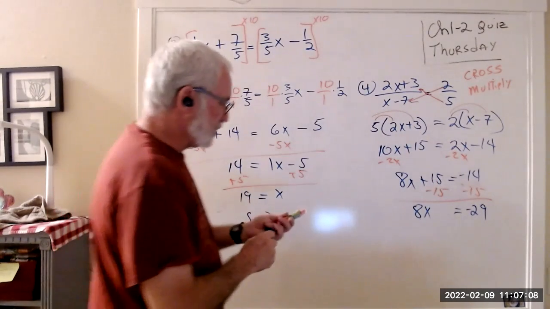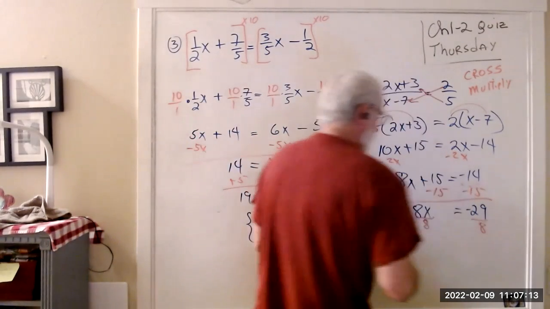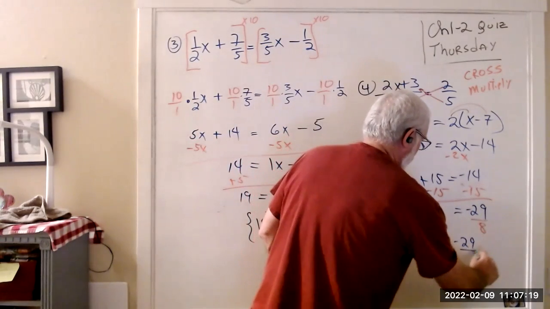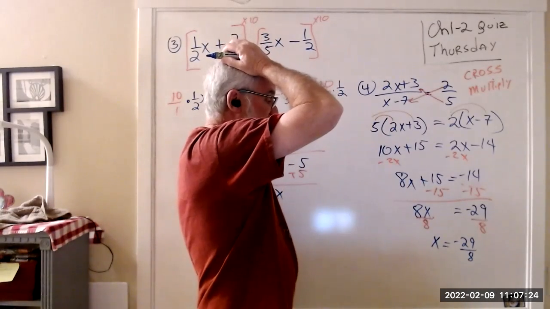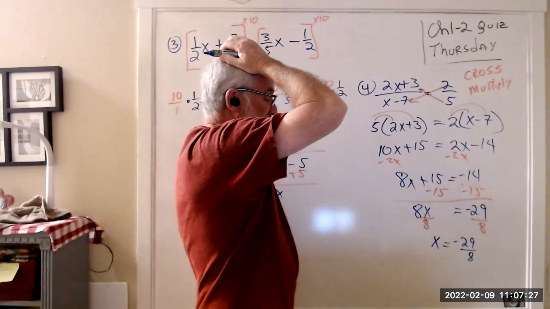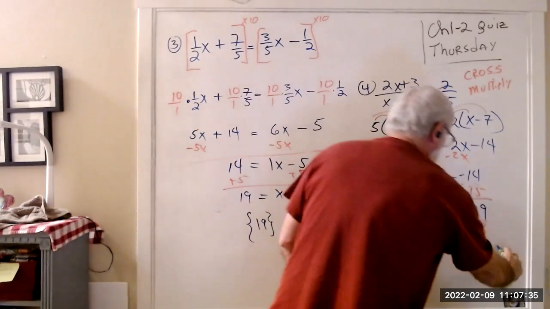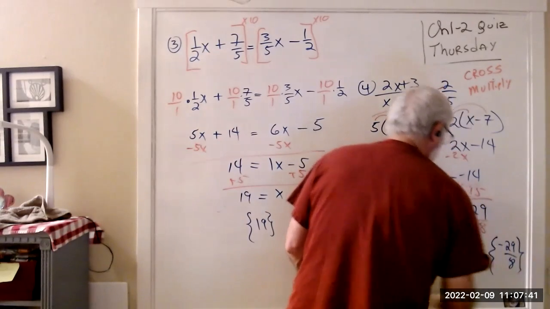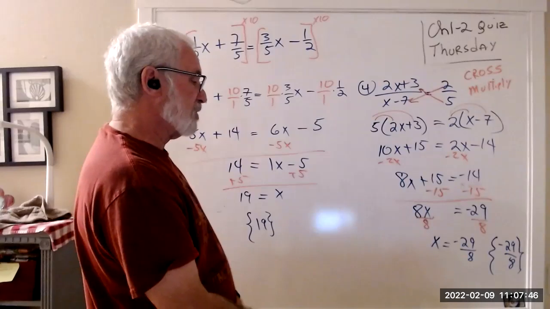Okay, divide both sides by 8. Always x has to be alone. When you're done, x is alone. So x equals negative 29 over 8, whatever that is. Doesn't go in nicely. Is that 3? No, it's not worth going in. So I would say my solution set is negative 29 over 8. Now, if you want to turn that into a mixed number, that is negative 3 and 5/8.